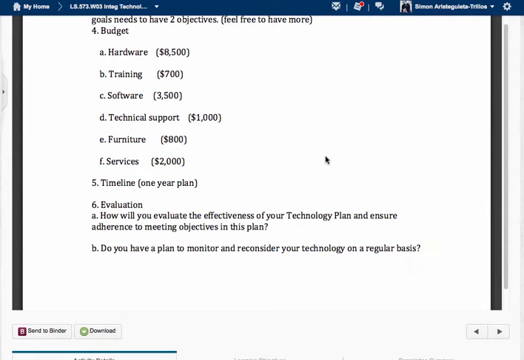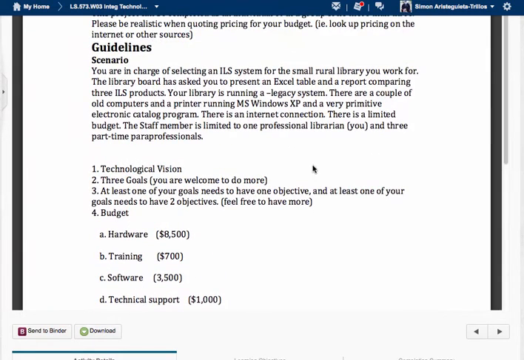And finally, you have to do a timeline for implementation of your technology plan, and you have to tell me how you're going to evaluate your plan. So question 1 is, how will you evaluate the effectiveness of your technology plan and ensure adherence to meeting the objectives in this plan? B, do you plan to monitor and reconsider your technology plan on a regular basis? Of course. But then, what about your Excel table? You already did that in homework number 1, so that's done.